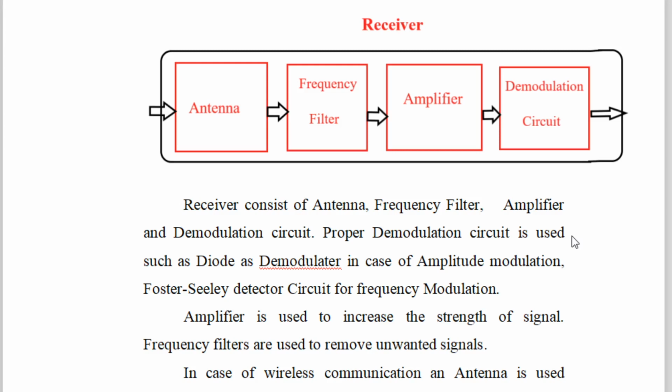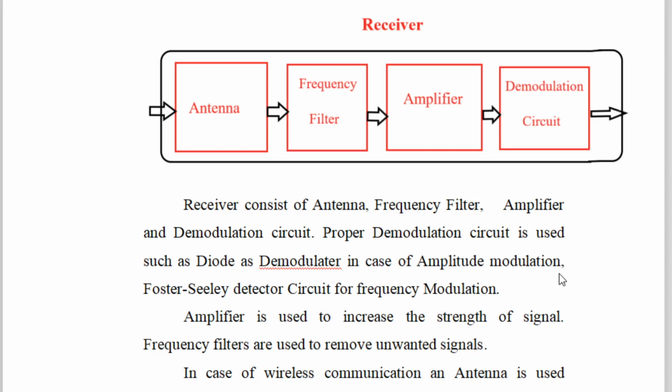Means suppose at the transmitting end, amplitude modulation technique is used. Then at the receiving end, a diode is used as demodulator in case of that particular amplitude modulation. So we have given the example. A proper demodulation circuit is used, such as a diode as a demodulator in case of amplitude modulation.